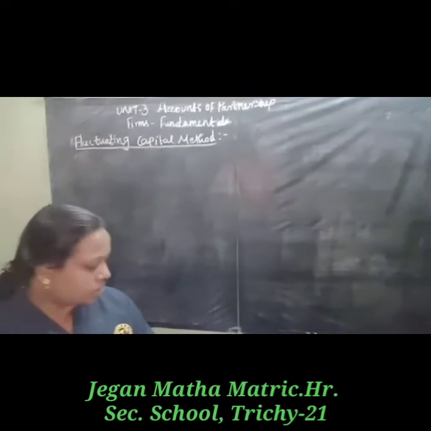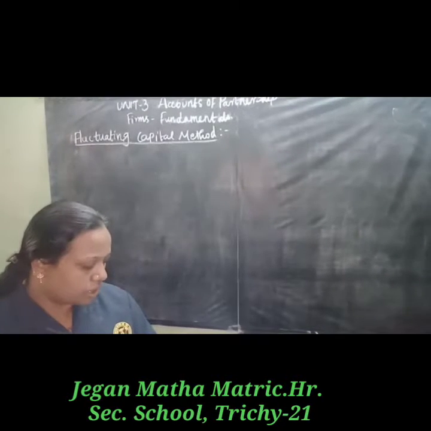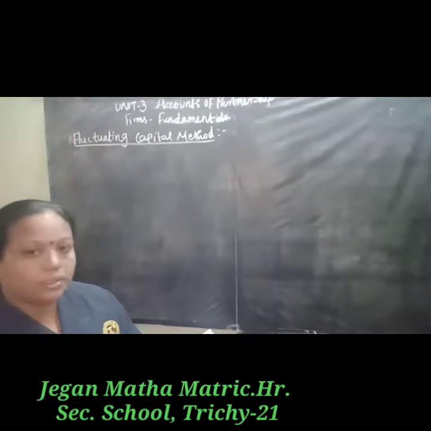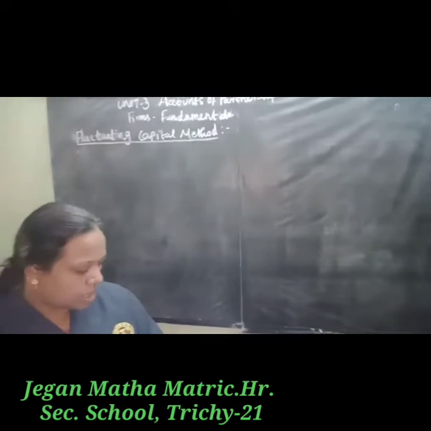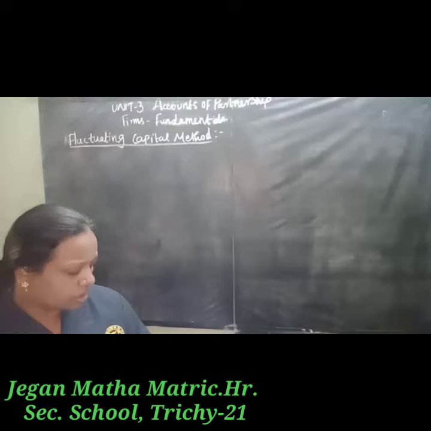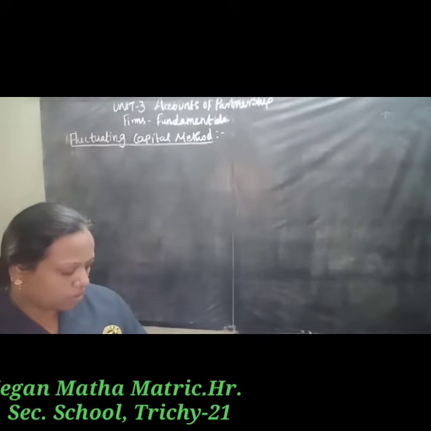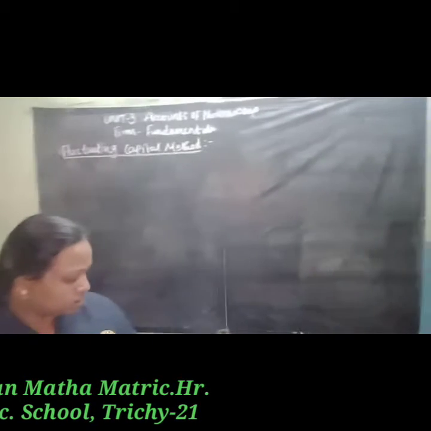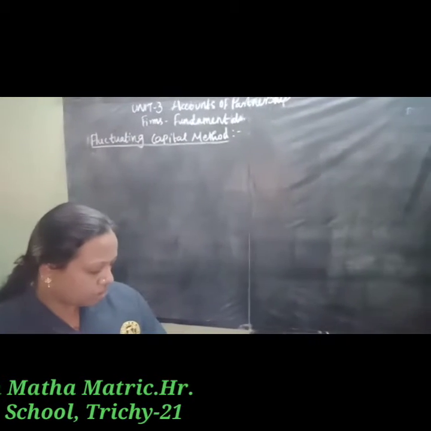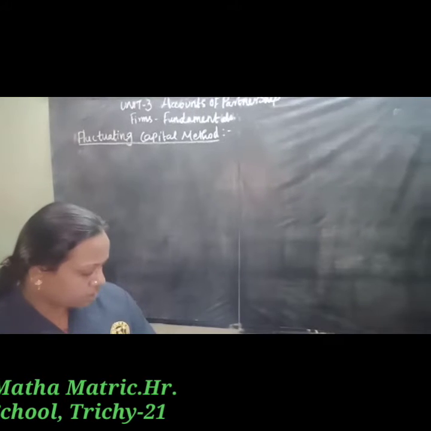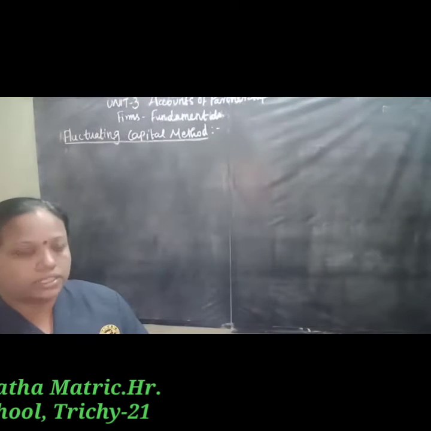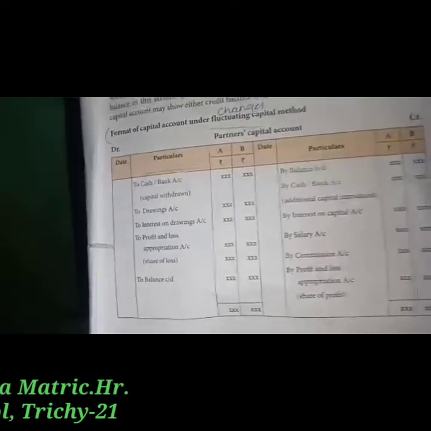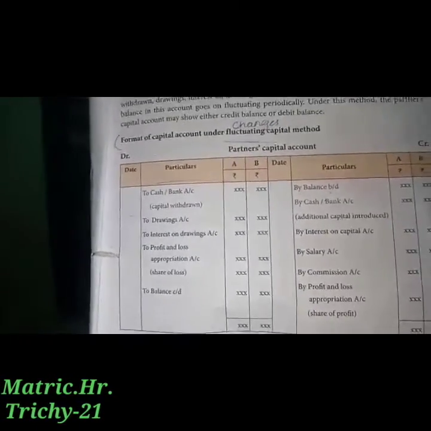Okay, so all the transactions between the partner and the firm are recorded in the capital account. On the debit side, capital withdrawn and drawings, interest on drawings and share of loss of the partner are recorded. As a result, the balance in this fluctuates periodically. So under this method, the partner's capital account may show either a credit balance or a debit balance. So this is the format of the fluctuating capital method.